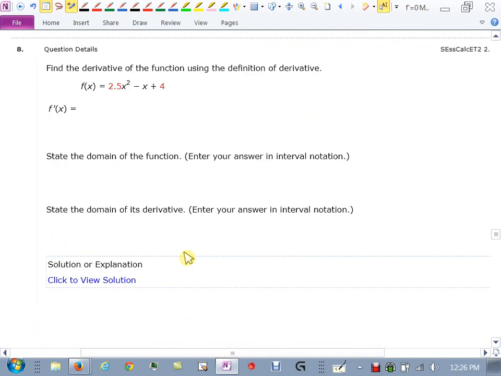All right, find the derivative of this one. So I don't think I'm going to work through the derivative. I'm going to let you do that on your own. But what you would get is 5x minus 1. Now, once you get that, we look back at the domain. This is a parabola, and parabolas are defined everywhere. So the domain is everything. And since the derivative is a line, it again is defined everywhere.